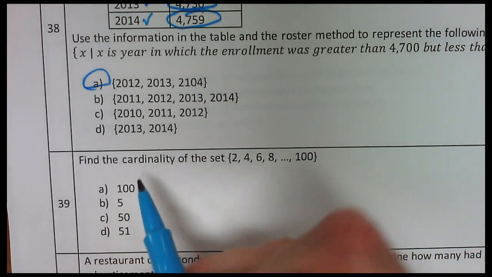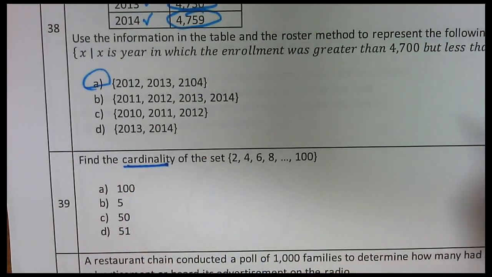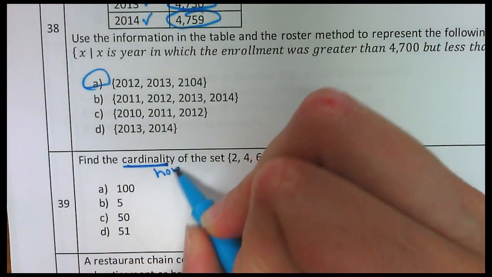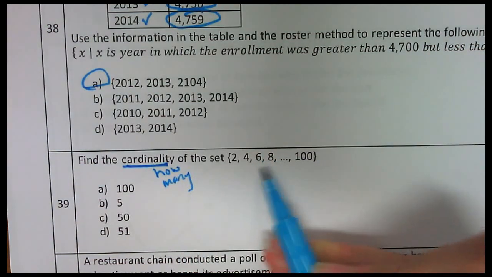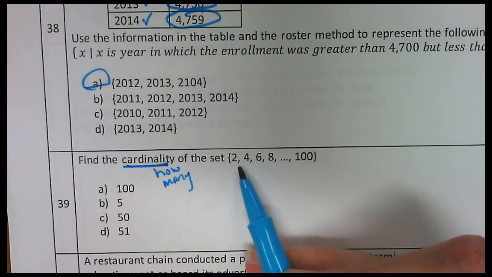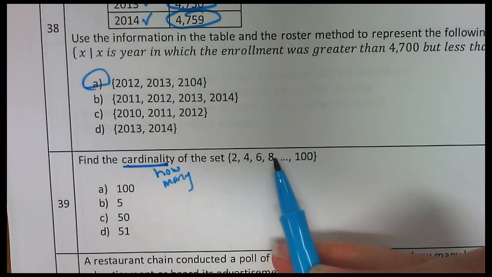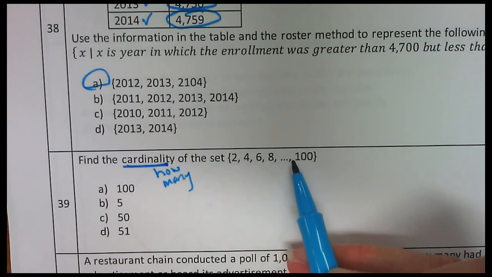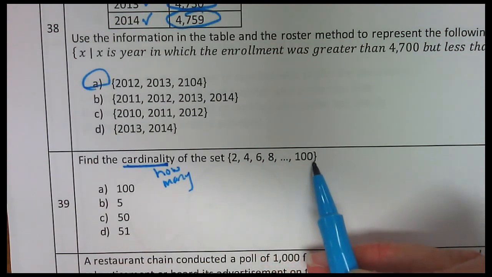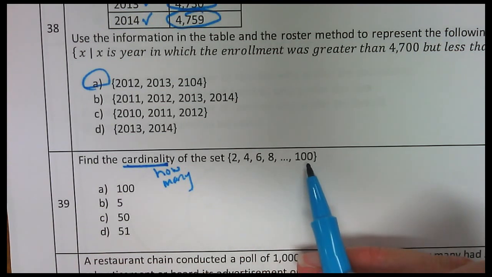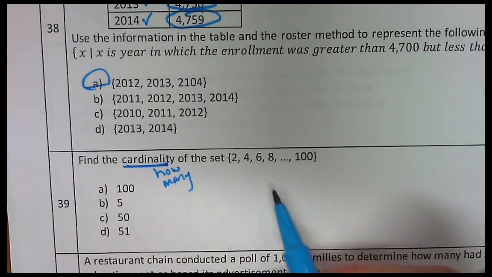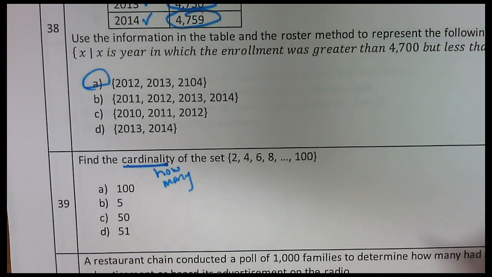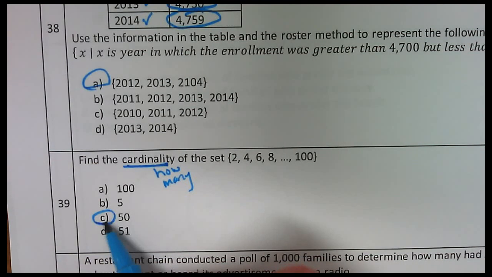Number 39, find the cardinality. Cardinality means how many are in this set. If we look at the pattern, it's going 2, 4, 6, 8, and the dots mean continue the pattern all the way to 100. So these are our even numbers. If we think about our numbers 1 to 100, there's 100. Half of them are odd and half of them are even. So it's just 50.